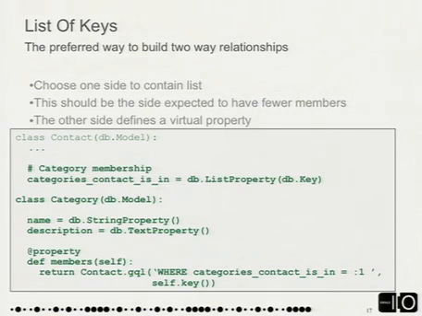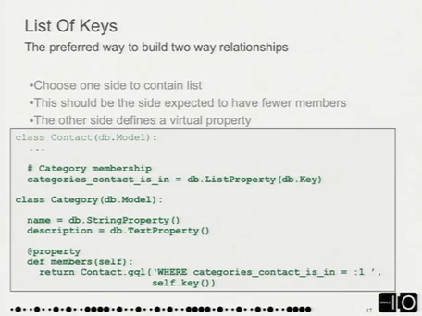So what we do then is we use a new property type called a list property type. And we're going to define a new property on contact called categories contact is in. And when you define a list property, you have to specify what type that list is going to be, because data store lists are all composed of the same element type.